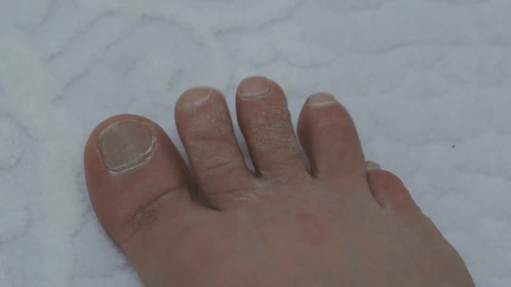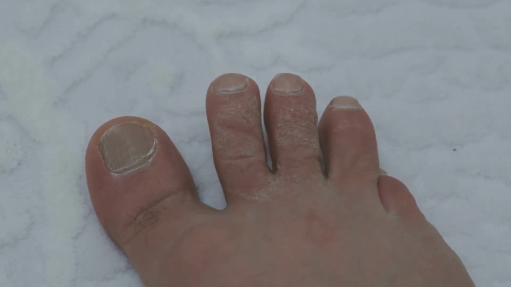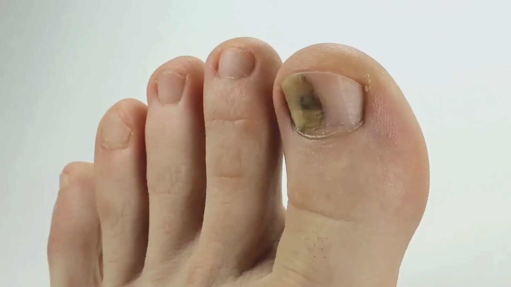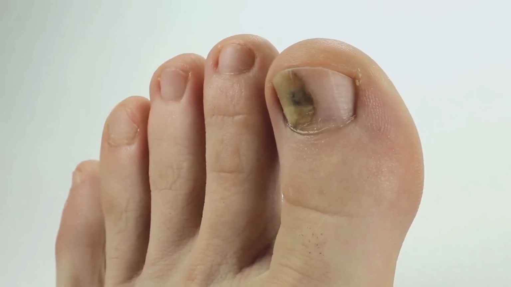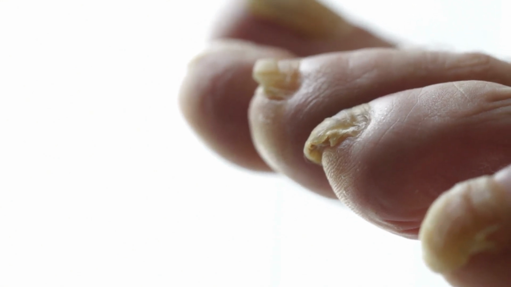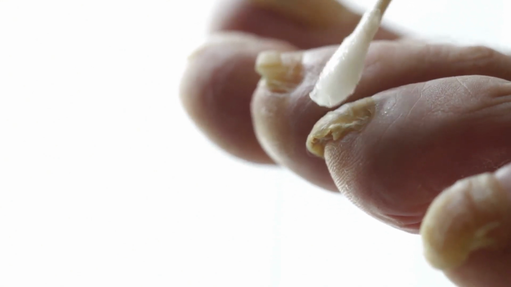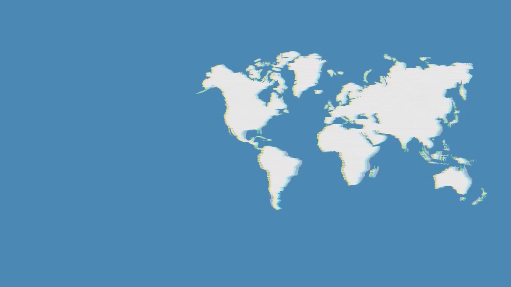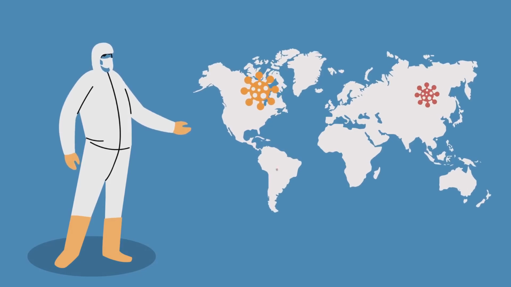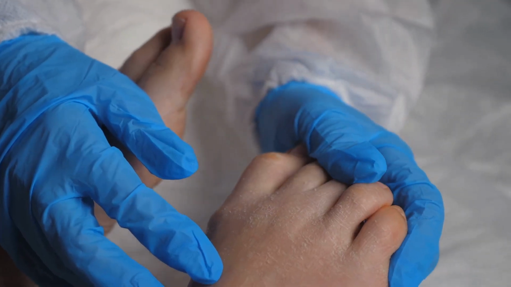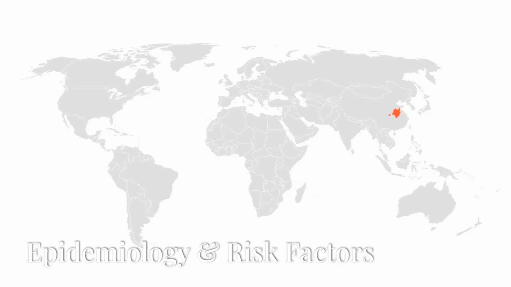Tinea pedis is a dermatophyte fungal infection that primarily affects the feet, most often between the toes or on the soles. The most common causative organism is Trichophyton rubrum, though other dermatophytes like Epidermophyton floccosum can also be involved. This is one of the most prevalent fungal infections worldwide and a frequent reason for dermatological consultations.